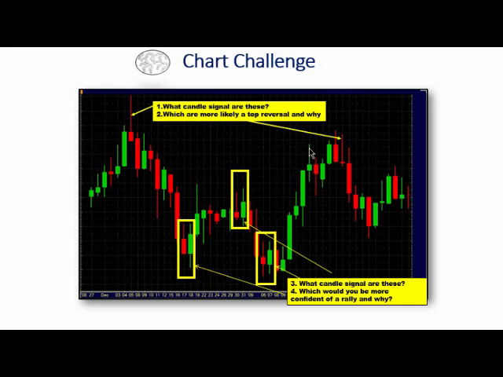But obviously, we got some bearish signals over here. A little bearish engulfing pattern here, a dark cloud cover here, and then the final confirmation with this shooting star.